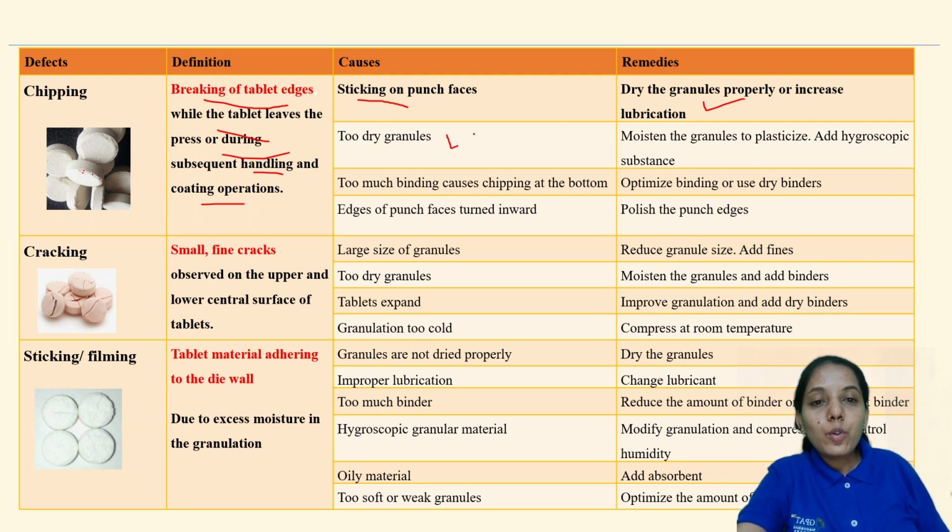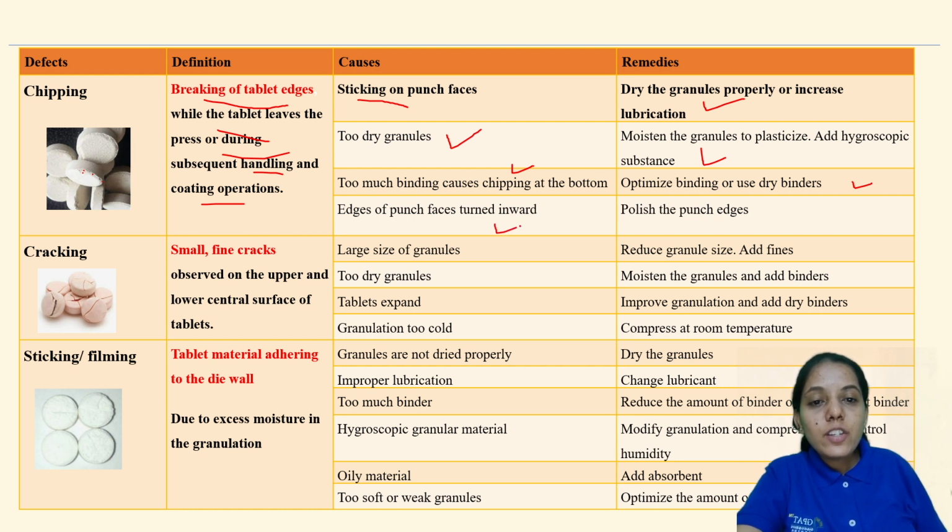Next is too dry granules. The granules are very dry. Then moisten the granules to plasticize. Add some hygroscopic material so that it will stick together and not to the walls. Next, too much binding causes chipping at the bottom. Then optimize binding or use dry binders. Instead of wet, we can go for dry binders.